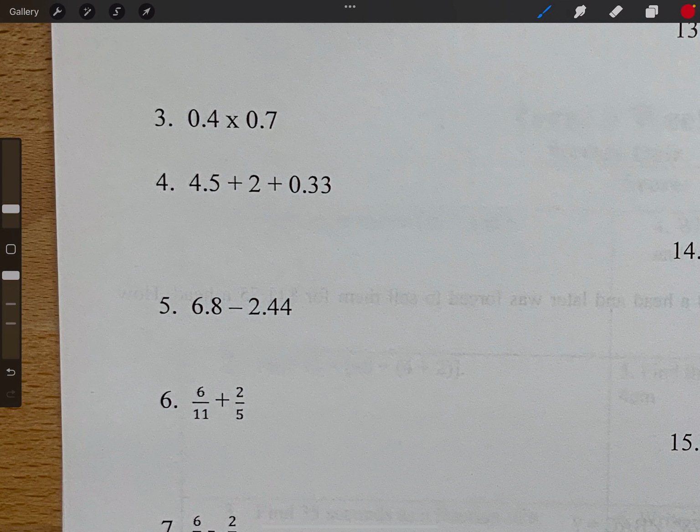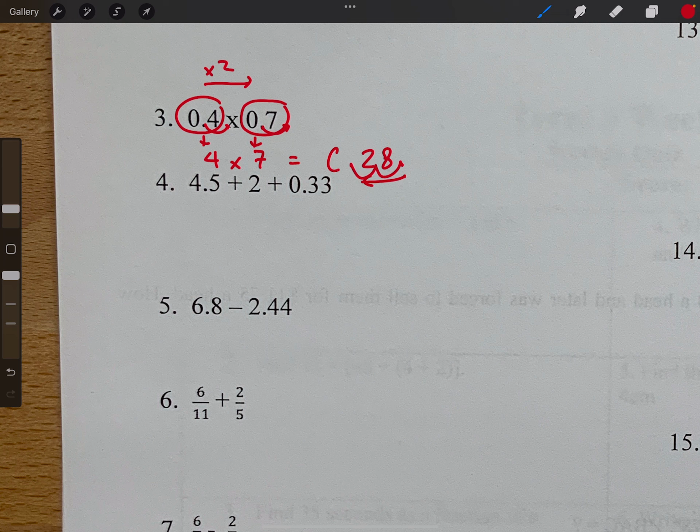0.4 times 0.7. So again, we're going to do 4 times 7, which equals 28, with a decimal place right there. Now, to turn 0.4 into 4, we must move the decimal place to the right one time. And to change 0.7 to 7, we must move the decimal place to the right one time. So altogether, I've moved the decimal place to the right 2 times. So for the answer, I must move it back 2 times. So 1, 2. The answer is 0.28.